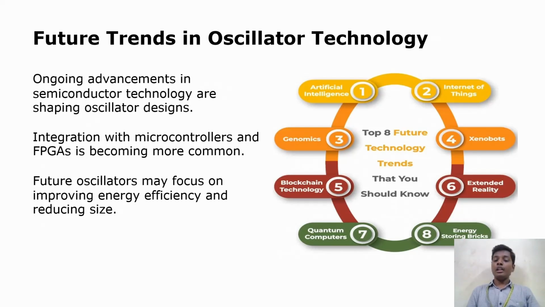Here are the top 8 future technology trends that we should know. The first one is artificial intelligence. Second one, Internet of Things. Third one, genomics. Fourth one, genobots. Fifth one, blockchain technology. Sixth one, extended reality. Seventh one, quantum computers. Eighth one, energy storing bricks.